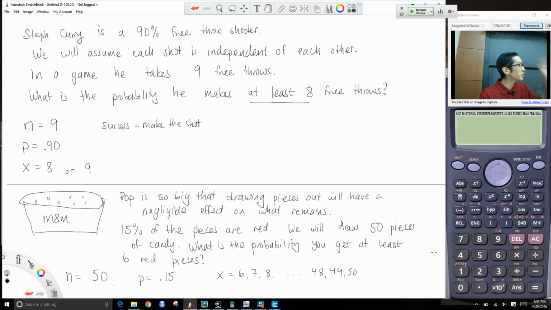So this is just introducing you to the concept of the binomial distribution, where we have to identify N, P, and X. We'll talk about calculating these probabilities next week, okay?